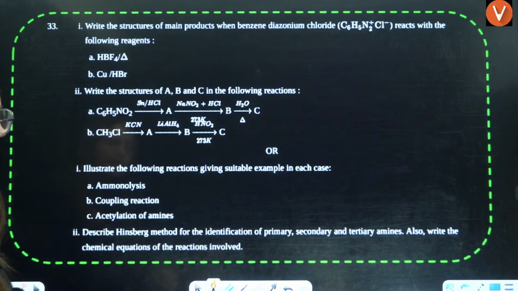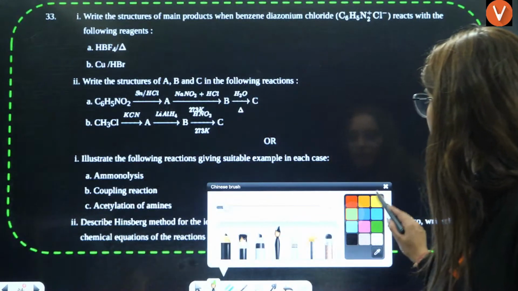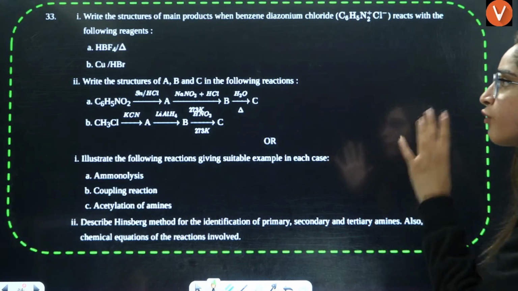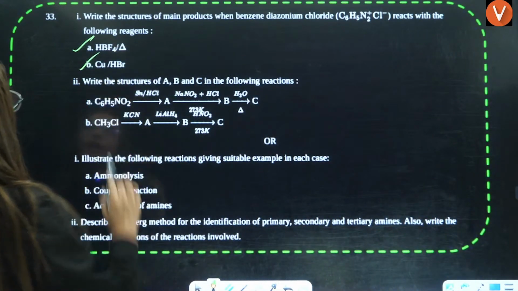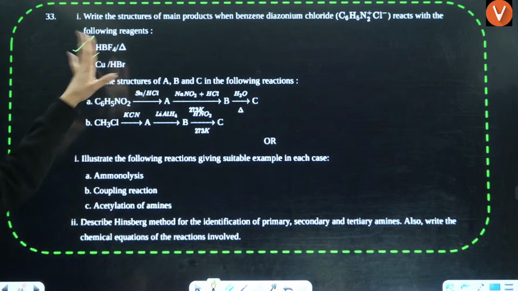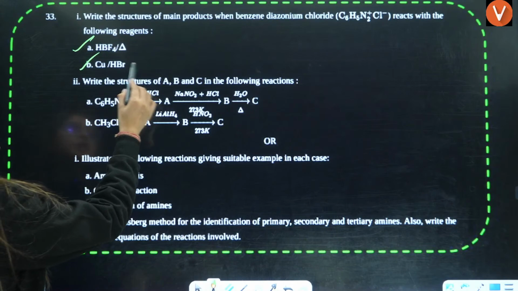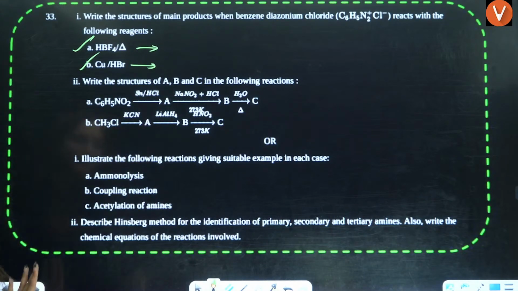Okay. Now, the next question is, write the structures of the major product when benzene diazonium chloride reacts with the following. So, a very, very interesting question, A and B. Let us see this. HBF4 with heating, Balz-Schiemann reaction. CO and HBr, this is the Gattermann reaction. So both are naming reactions.